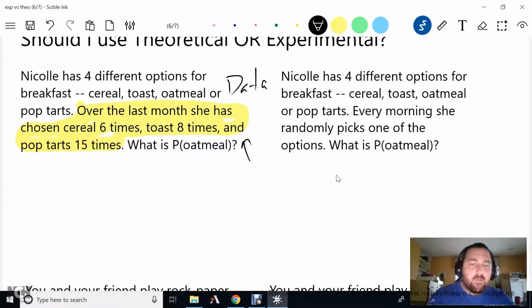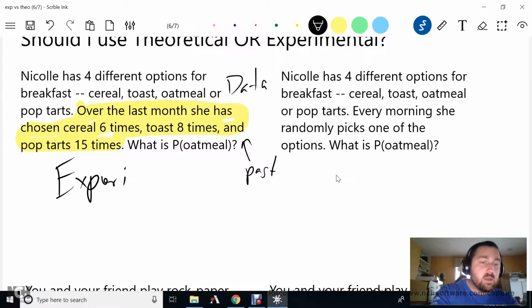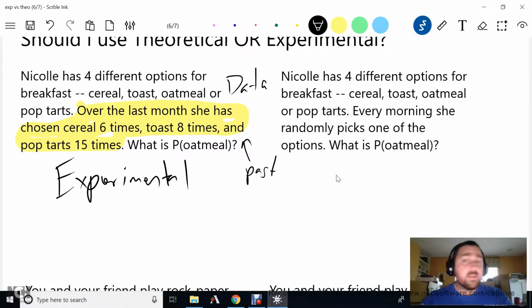It's info from the past. We know what has happened in the past. If you have data, if you have things from the past like that, if there's past tense for that kind of stuff, it is very often going to be experimental probability. Now let's look at the flip side.